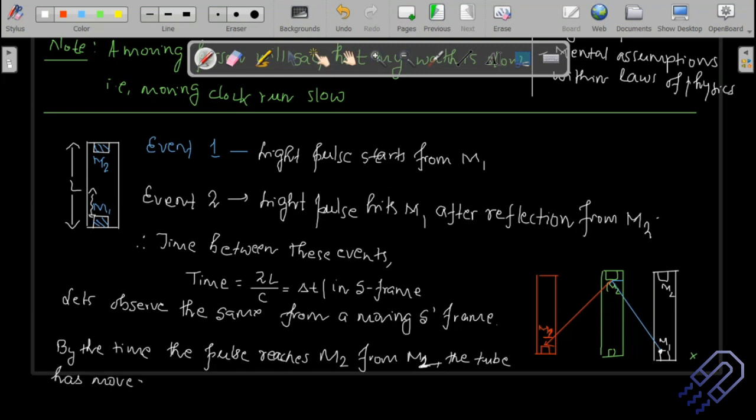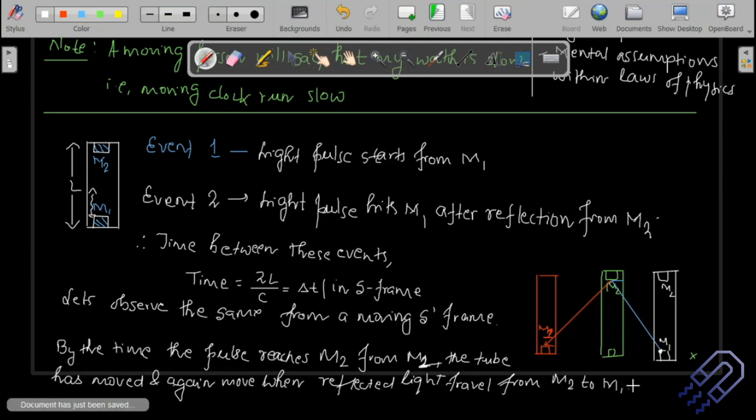This is a thought experiment, and whatever logic we are using here, we do realize that yes, this is true, it will happen. Maybe I can write down this: when the reflected light travels from M2 to M1, the frame moves again. This is the idea.